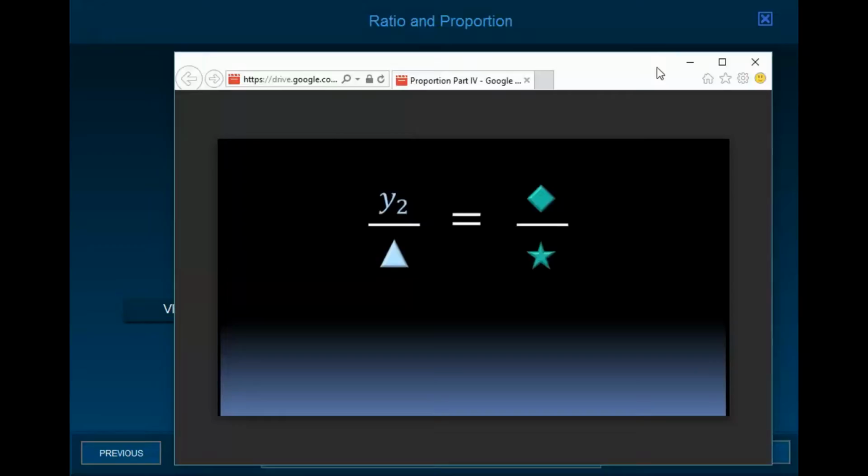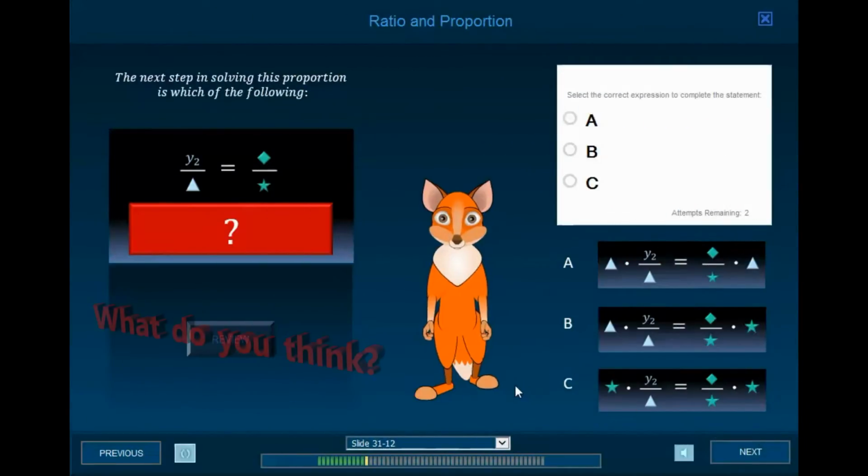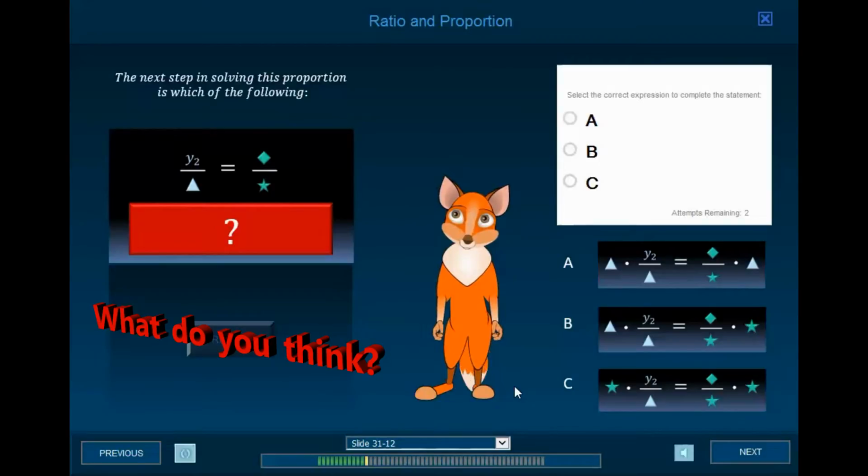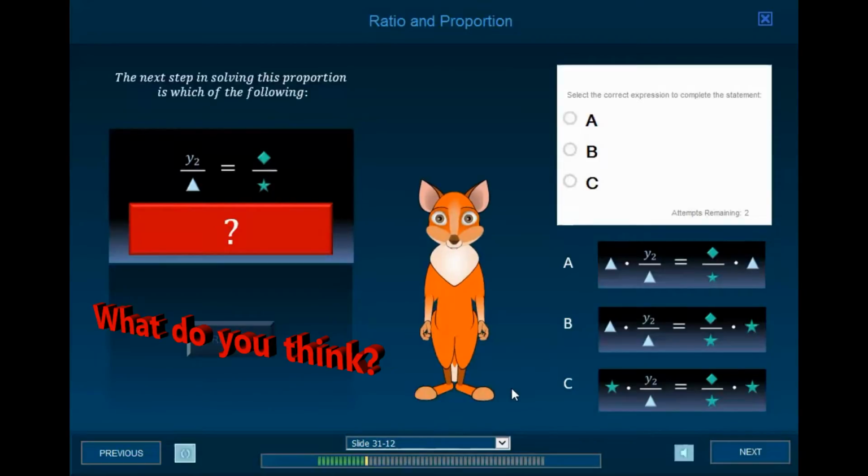So our first step in solving this proportion, this equality statement, will be to multiply the left-hand side of the proportion by the triangle. And our rules say that we must multiply the right-hand side of the equation as well by the same expression, the triangle, in order to still have an equality statement that is true. The next step in solving this proportion is which of the following?